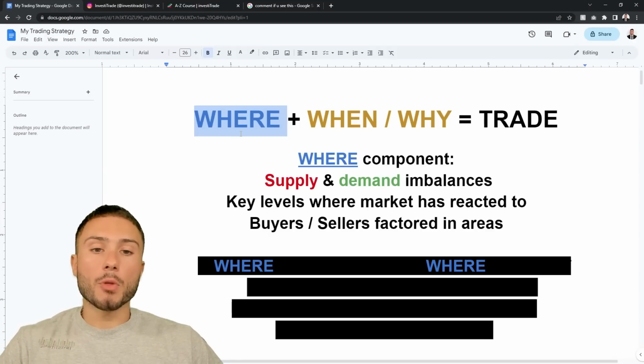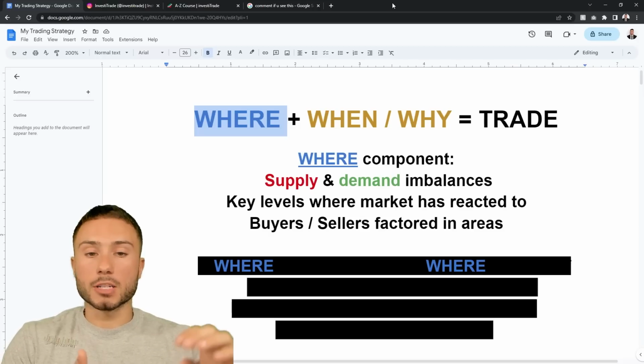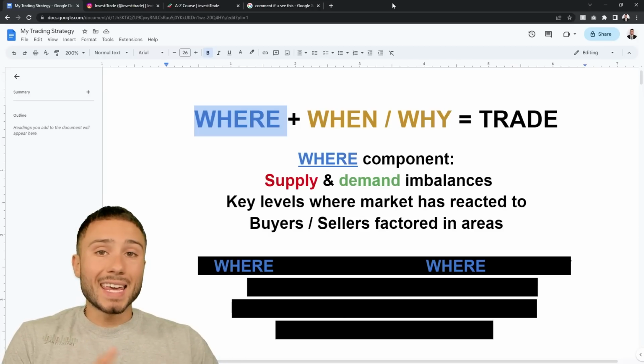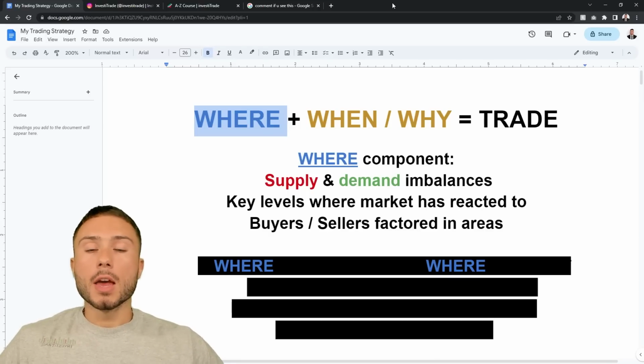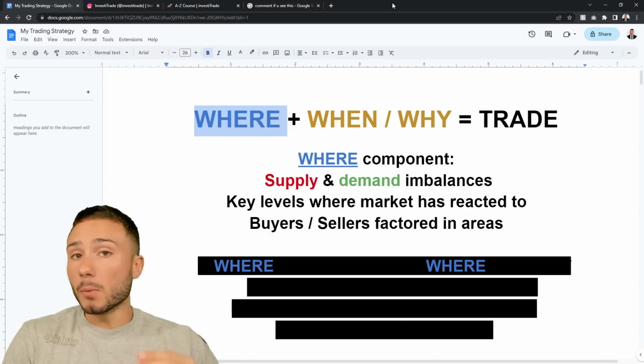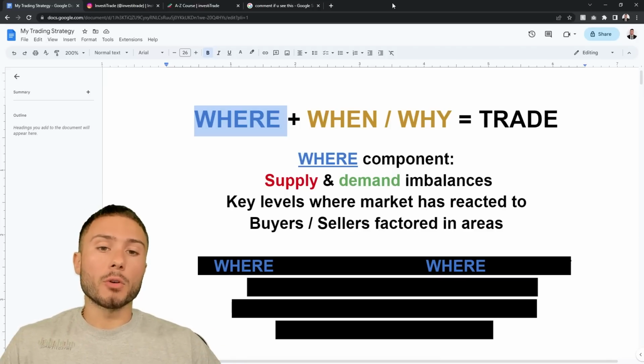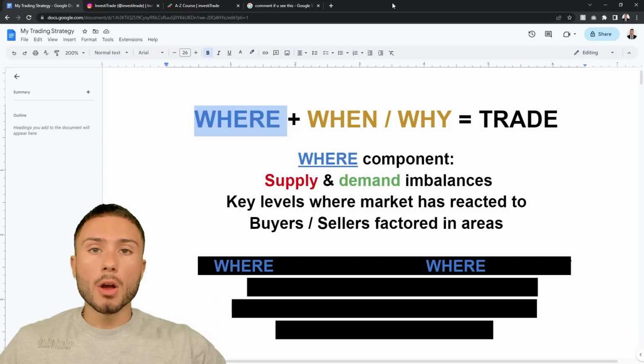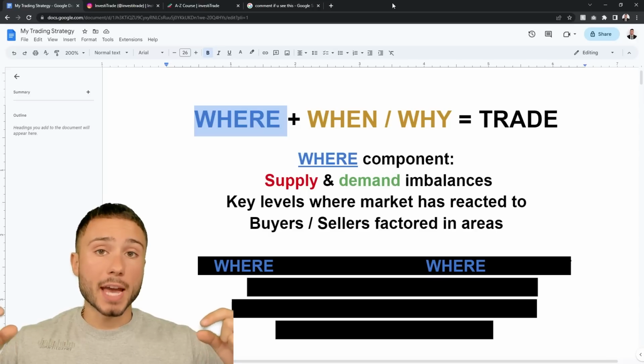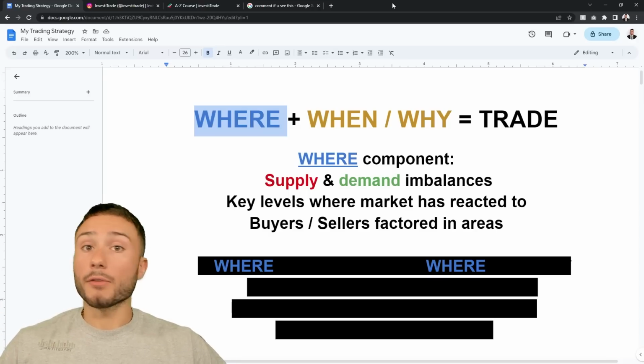Let's first break down the where component, and this is essentially how I formulate levels in the market. My where component usually comes from a supply or demand zone, a key level where the market has reacted to. This is key. You want to come up with levels, and it does not matter the time frame. It could be weekly, daily, 4 hour, 1 hour, 30 minute. You want to come up with levels where the market had a hard time breaking above or a hard time breaking below. I label that as a key level, and the most important factor here is that the market has reacted to it, and it served as an important inflection point.